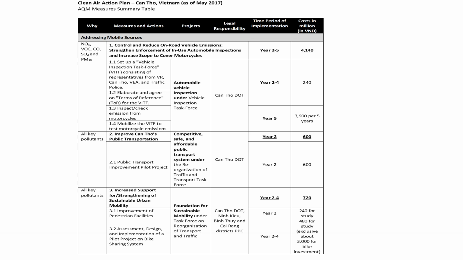For instance, if we look at point 1, it's about setting up a vehicle inspection task force consisting of representatives from this and that. So it specifies exactly how the task force is going to be set up. It specifies how long it is going to take, what the indicators are, and also allots financial resources.